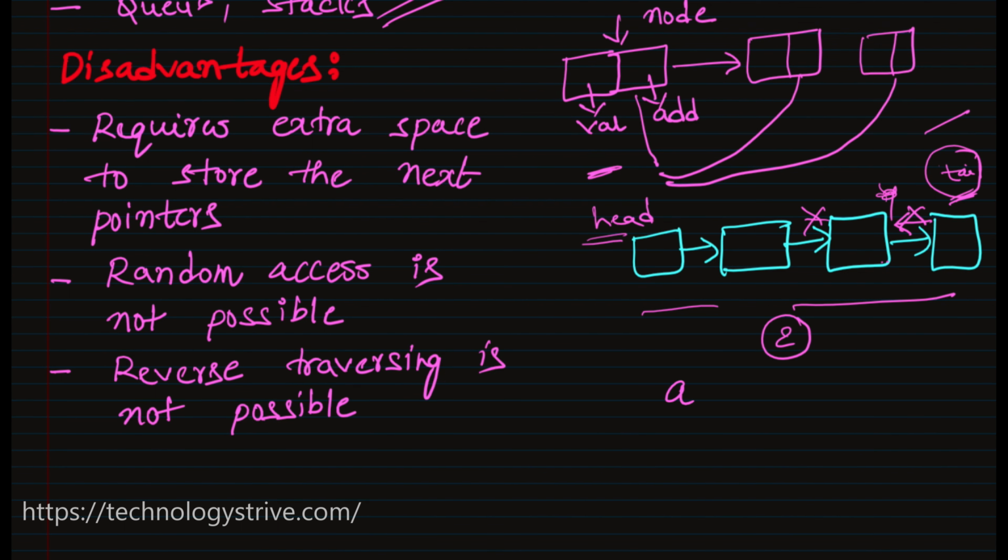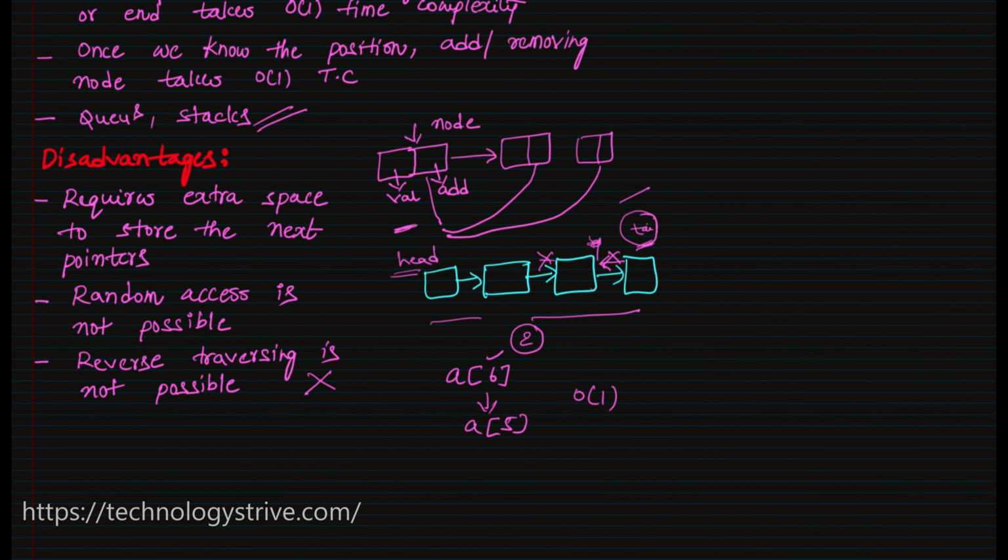In arrays, if I just printed at the sixth index, then I can print at the fifth index in order of one time, because random access is possible. But we are not going to achieve the same thing in a linked list. So this is the introduction about linked list.